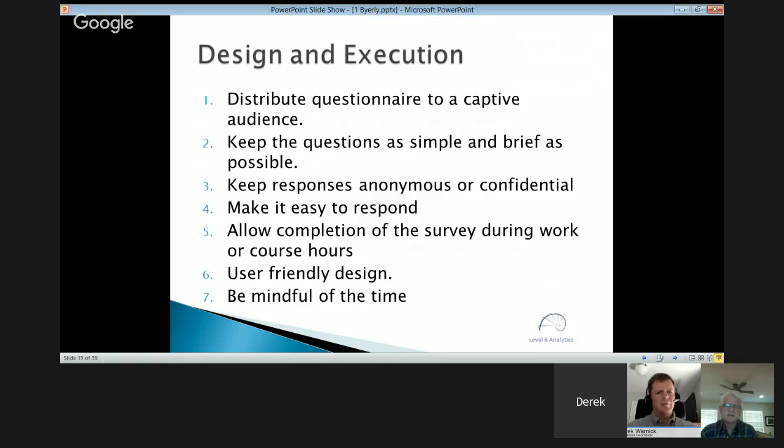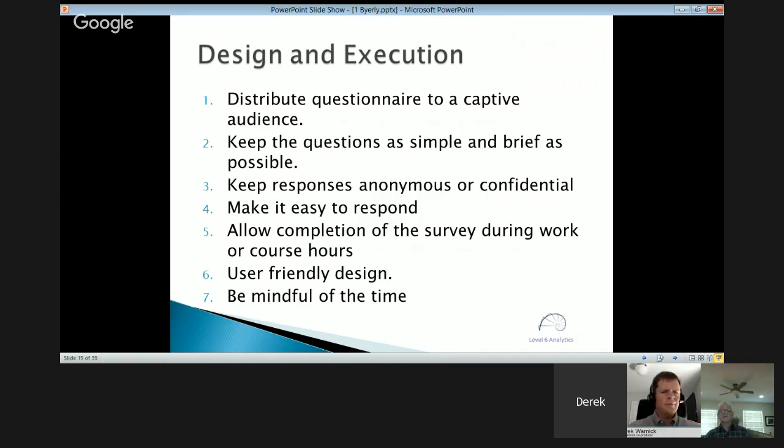Second, keep the questions as simple and brief as possible. There's a lot of research that says the longer the survey, the lower your response rate goes. Every minute counts. It's not known what the response curve looks like, but every minute counts. Keep responses anonymous and confidential where applicable. Make it easy to respond: if you're going to use mail, include a self-addressed stamped envelope. If you're using the internet, test it with a couple different browsers and computers to make sure there are no glitches.